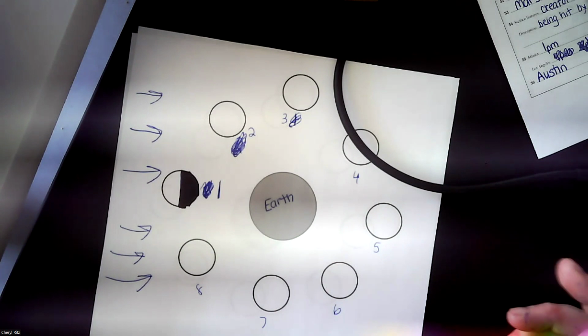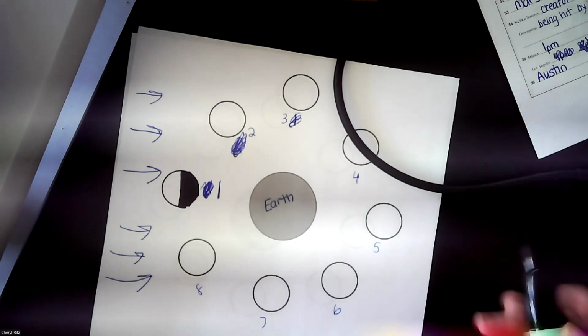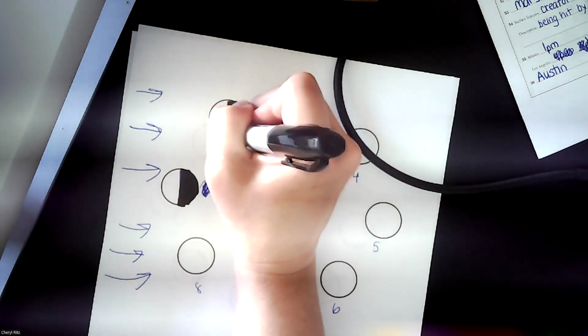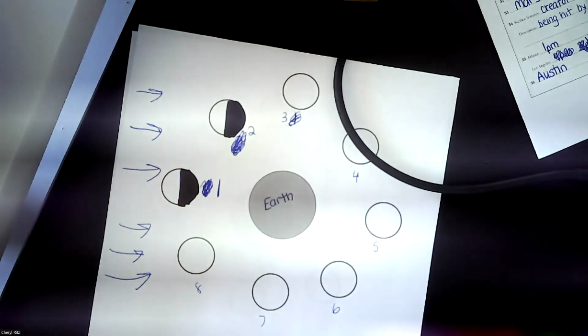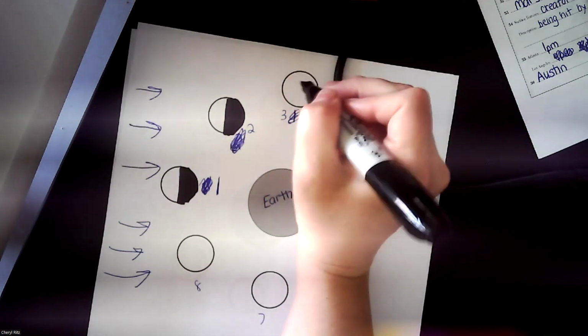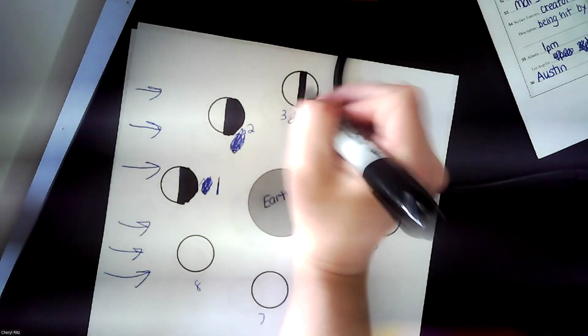Now what about moon number 2? How do I shade in moon number 2? Which side's light and which side's dark? It's the same. So the same side is dark. How can the same side be dark? Still, the sun hasn't moved. It's going to be like that for all of them.